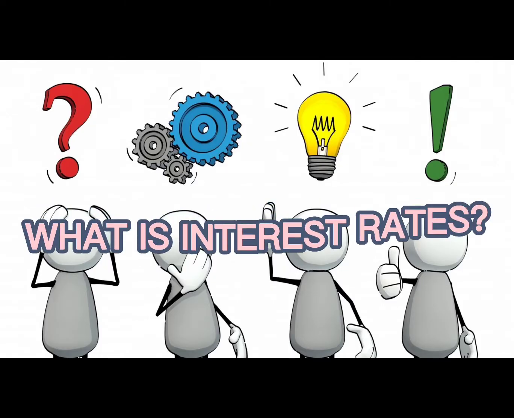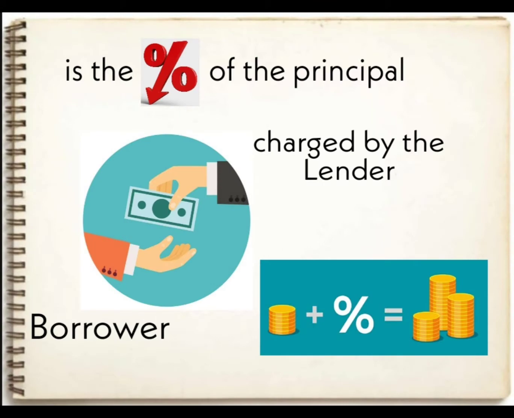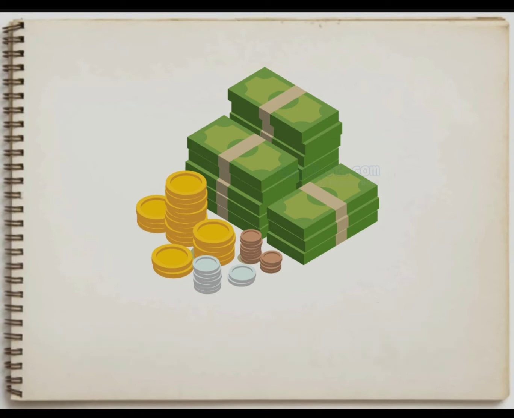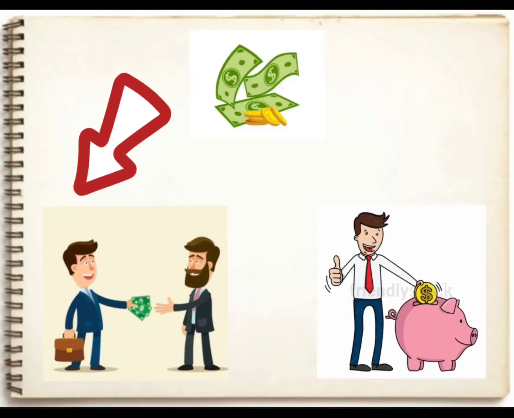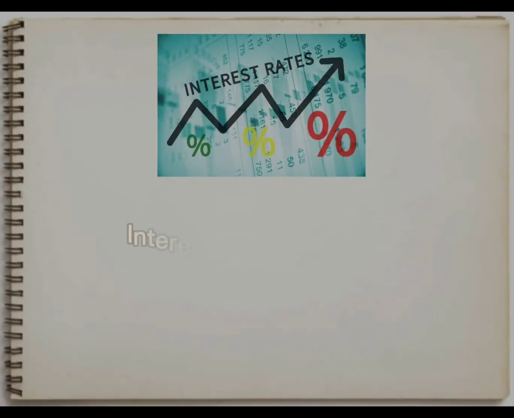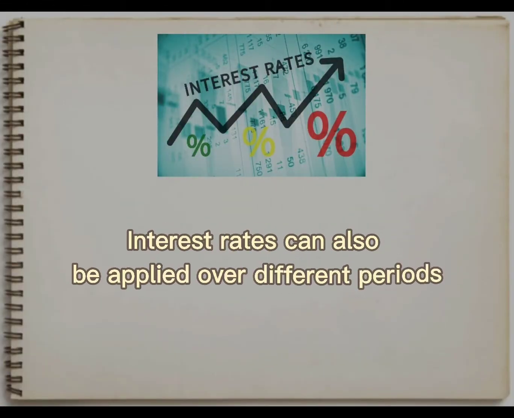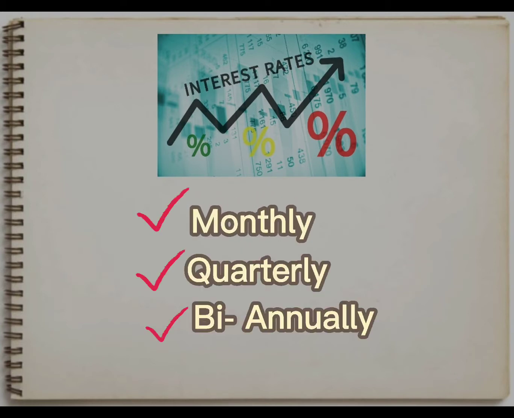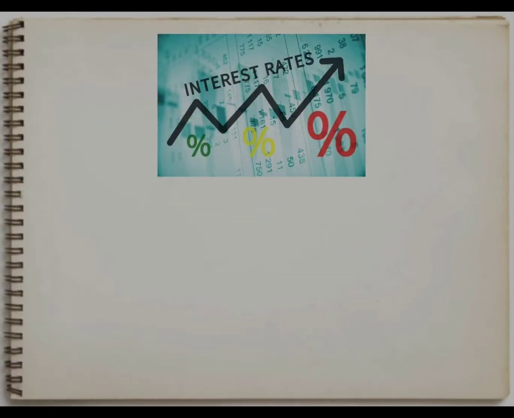What is an interest rate? An interest rate is the percentage of the principal charged by the lender for the use of its money. The principal is the amount of money loaned. It is either the cost of borrowing money or the reward for saving it. Interest rates can be applied over different periods, such as monthly, quarterly, or biannually. However, in most cases, interest rates are annualized.